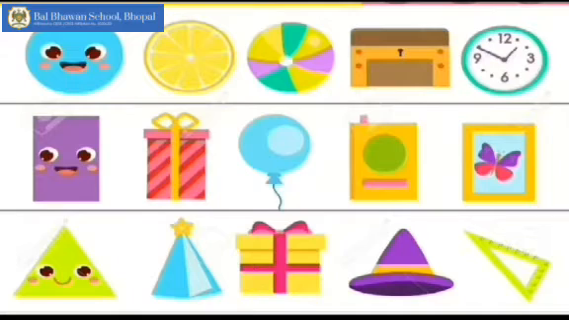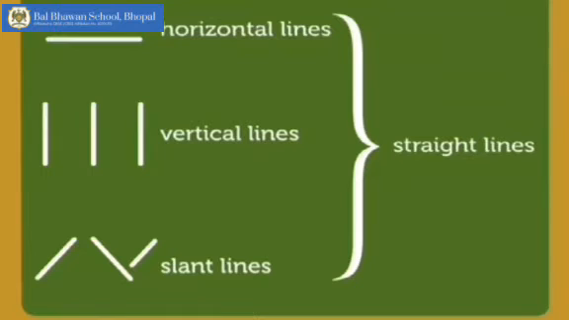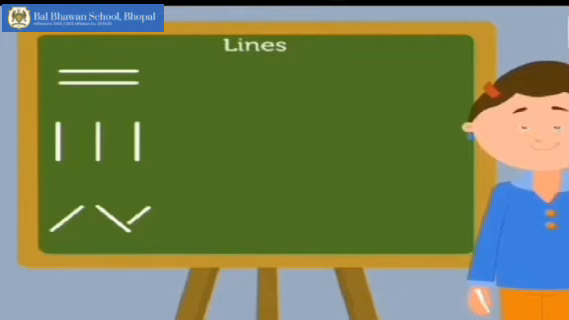Do you know, children? Shapes are created by connecting lines. As we can see in these examples, these different shapes are made by connecting different types of lines. Now, let us see some examples of different types of lines. These are some examples of straight lines. Now, let us learn about these lines one by one.